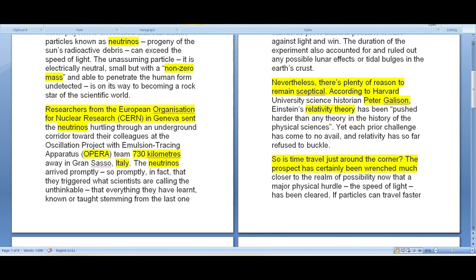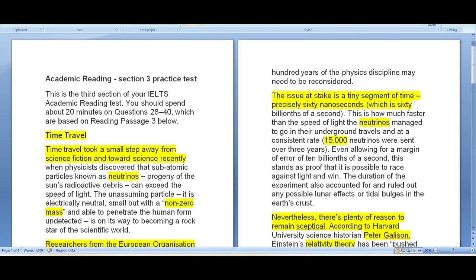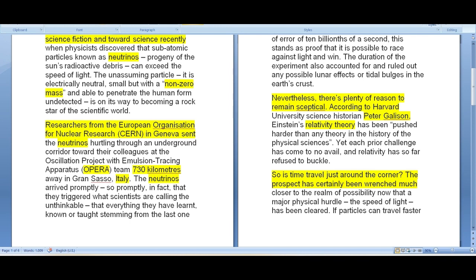The neutrinos arrived promptly. I'm reading a little bit further just to make sure. So promptly, very fast that is, in fact, that they triggered what scientists are calling the unthinkable, that everything they have learned, known or taught stemming from the last 100 years of the physics discipline may need to be reconsidered. Guys, so far in this paragraph, we have the cities, we have kilometers, we don't have time. We know the neutrinos arrived promptly, very fast, but we have no idea about nanoseconds or anything of that matter. So far it is not given.